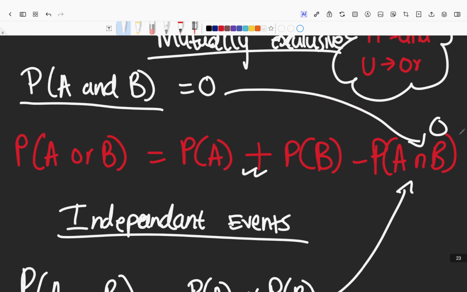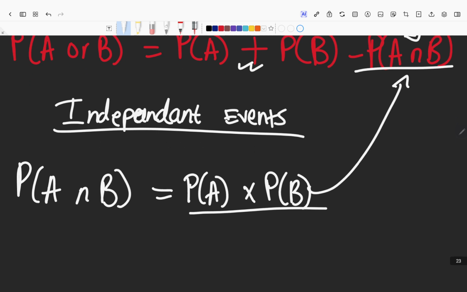So when we say that there are mutually exclusive events, you're going to put 0 for the probability of A and B. Why? Because the probability of A and B is equal to 0. This is more of a rule of mutually exclusive events. But when you're looking at independent events, the probability of A and B is equal to the probability of A multiplied by the probability of B. So when you are asked to prove that they are independent events, it means the probability of A and B will be equal to the probability of A multiplied by the probability of B.